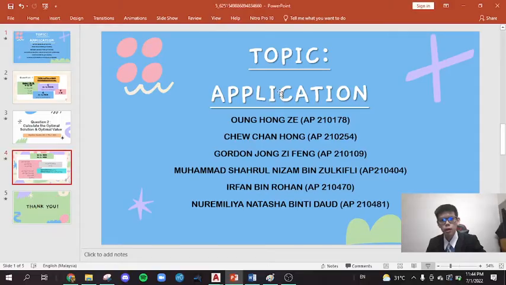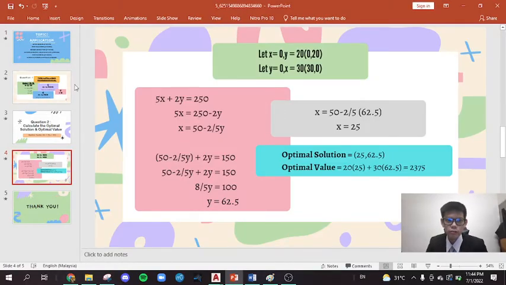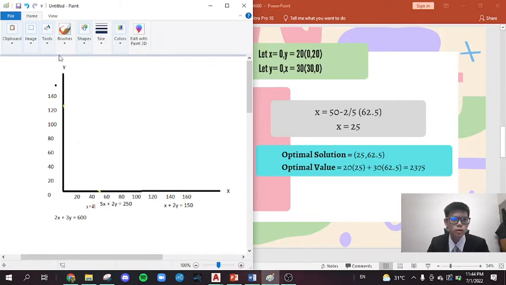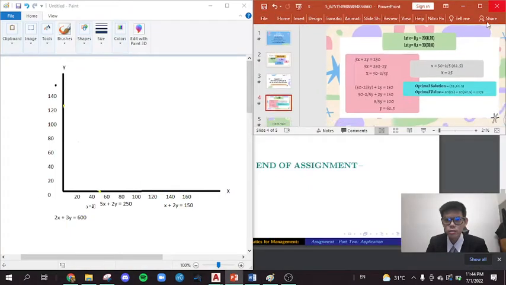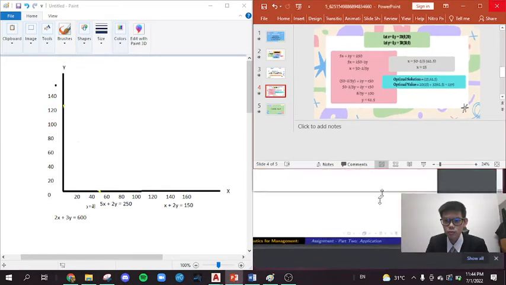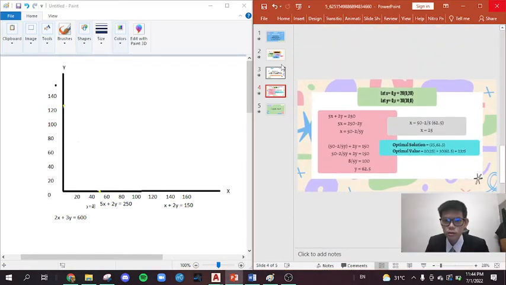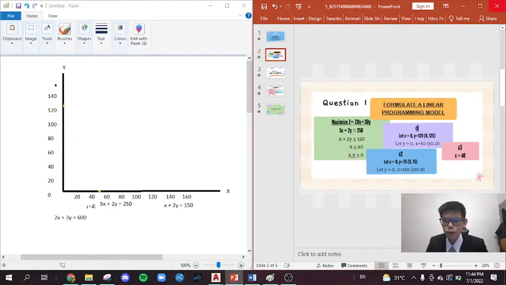So with all of this, we can draw our graph out and see. So this is our graph. Okay, the very first one, C1, constraint 1, we got y equals 125, and x we got 50.